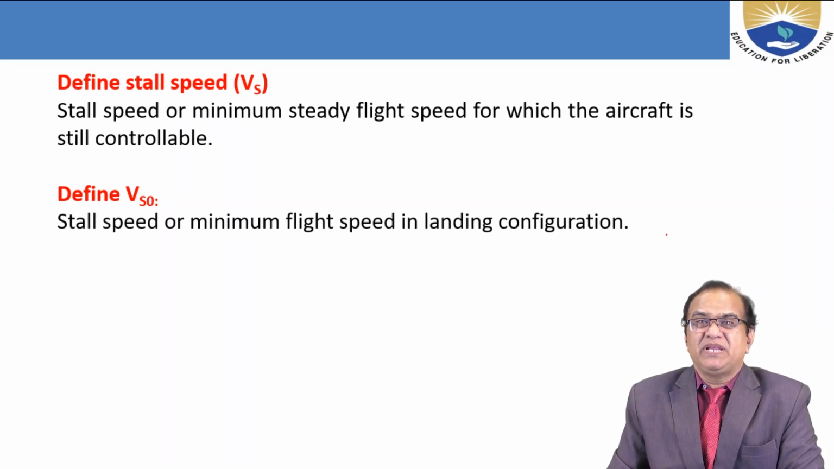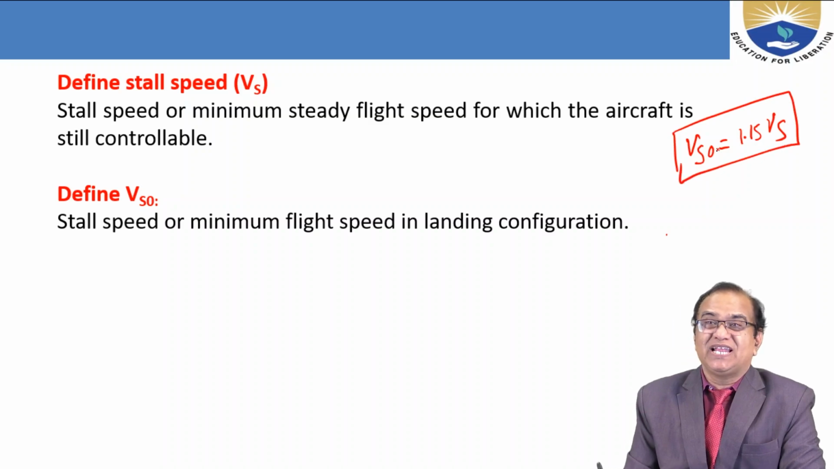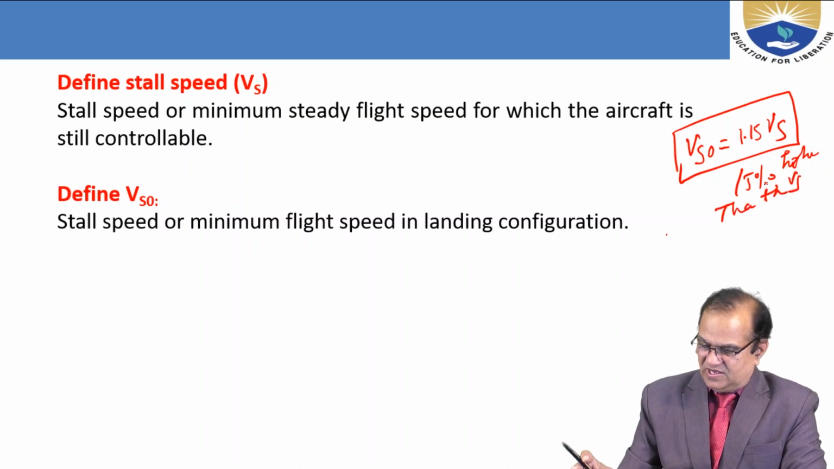Now another stall speed is called VSO. Stall speed or minimum flight speed in landing configuration. I have just now told that this VSO is equal to 1.15 of Vs. So this is the landing. During the landing, your aircraft speed should not be less than 1.15 Vs, or 15% higher than the Vs.